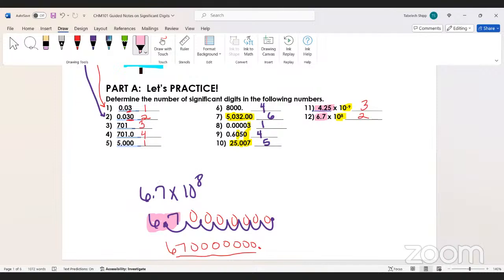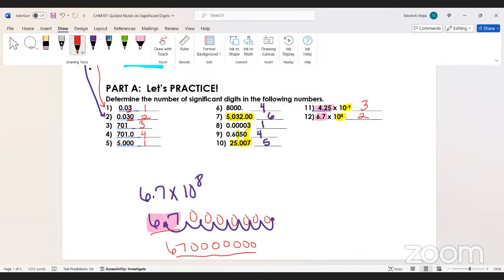So even though you moved your decimal 8 times to the right, some books will tell you to leave the decimal off, and some books will say put the decimal there. However, you typically go by the base number to determine your actual value, okay? Which in this case, the 6.7 has 2 significant digits. You're just simply writing it in decimal form here, the 6, 7 followed by all those zeros.